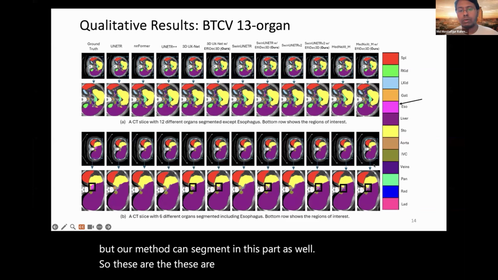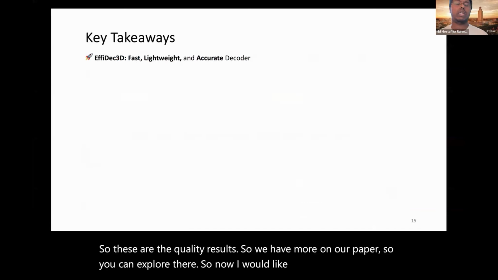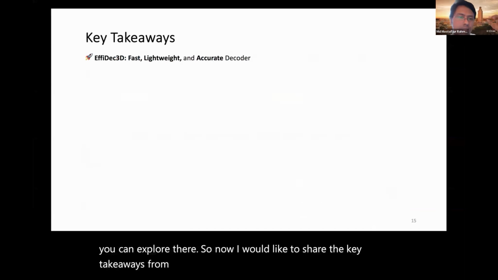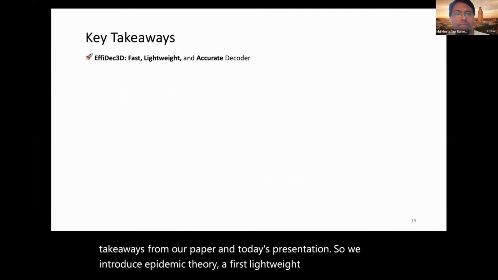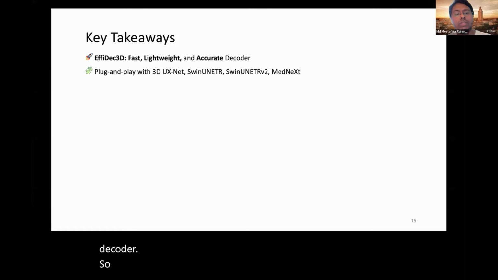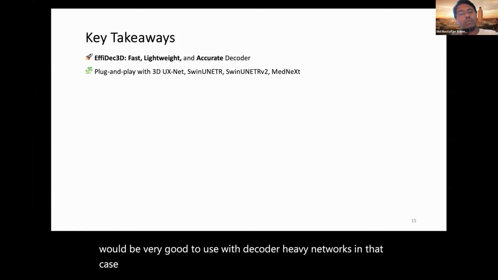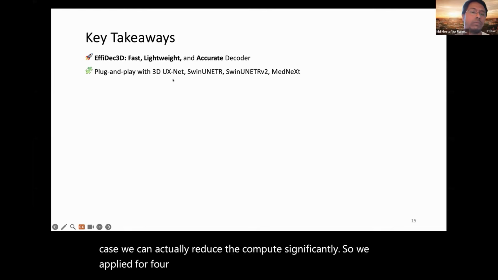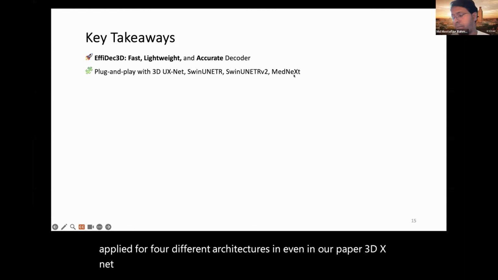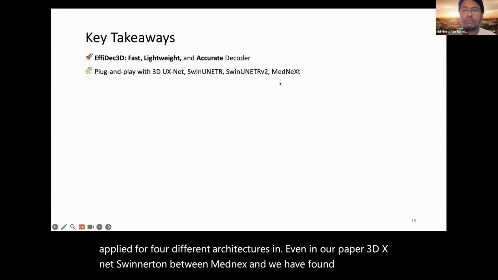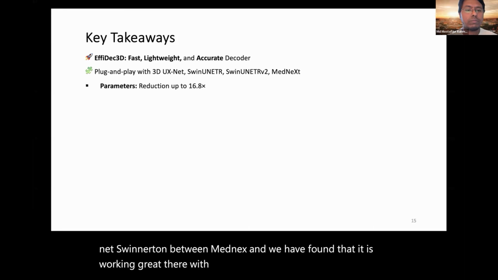These are the qualitative results. We have more in our paper, so you can explore there. Now I would like to share the key takeaways from our paper and today's presentation. We introduced EffiDec3D, a fast, lightweight, and accurate decoder. It can be used with any U-shaped architecture, but it would be very good to use with decoder-heavy networks. In that case, we can reduce the compute significantly. We applied it to 4 different architectures in our paper: 3D UX-Net, SwinUNETR, SwinUNETR V2, and MedNeXt, and found that it works great there with just marginal loss in dice score.